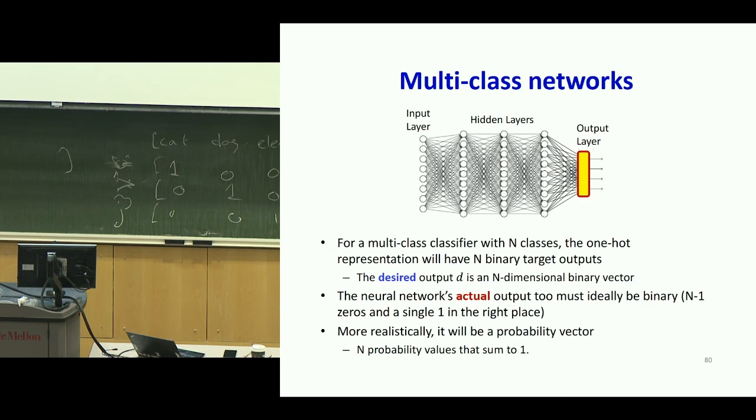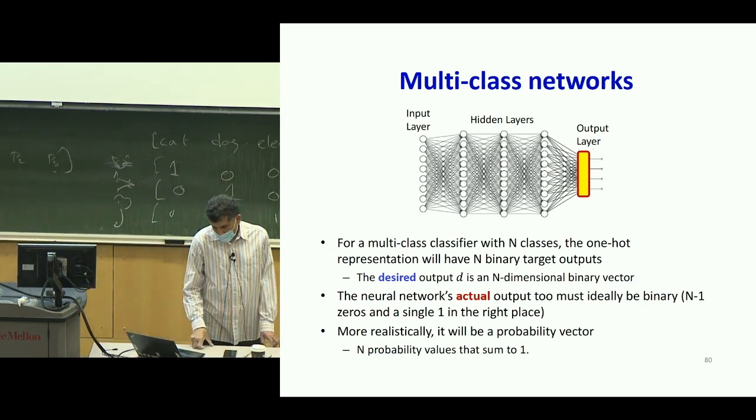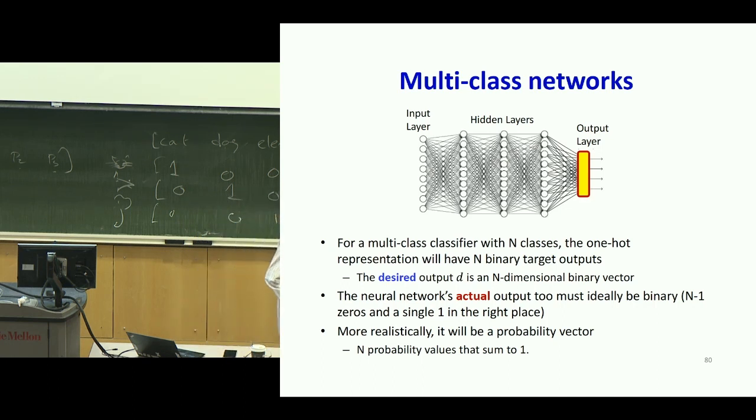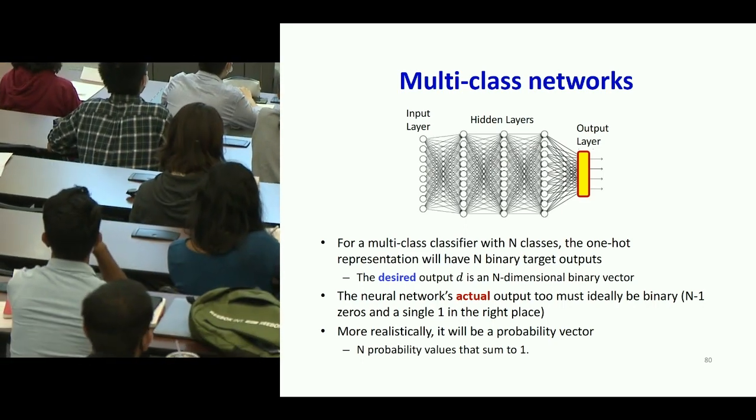So the idea is I want the network also to produce P1, P2, and P3, where this one is high and these two are low. So in the case of a multi-class classifier, the actual output of the network is going to be a vector of probabilities. In the ideal case, they're going to be all 1s and 0s, 1 for the correct class and 0 for the other classes. In reality, it's going to be a bunch of other non-negative numbers that sum to 1.